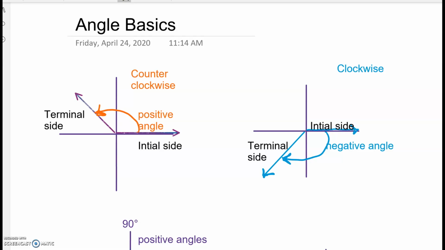All right, guys, this is just a quick recap of what we learned last week about angles. Angles have an initial side. They have a terminal side. If they open counterclockwise, which means opposite of a clock, then that is considered a positive direction. If they open clockwise, which is the same direction as a clock, then that's considered negative direction.